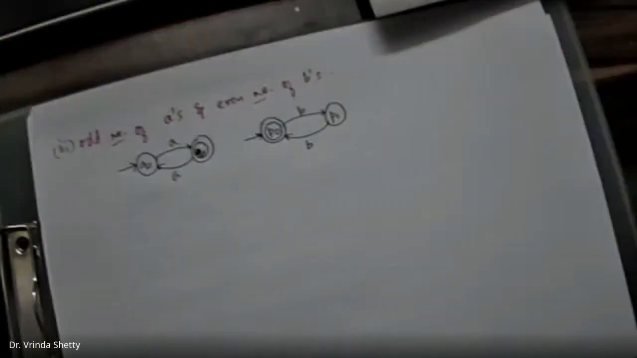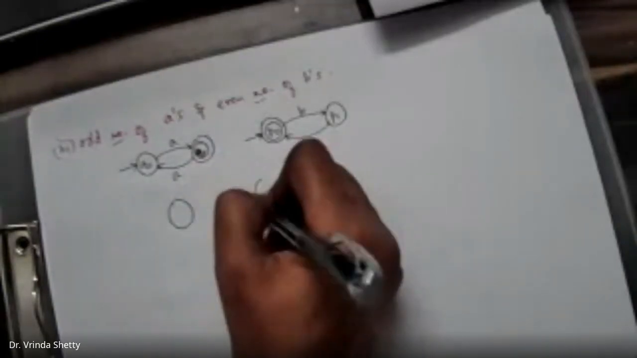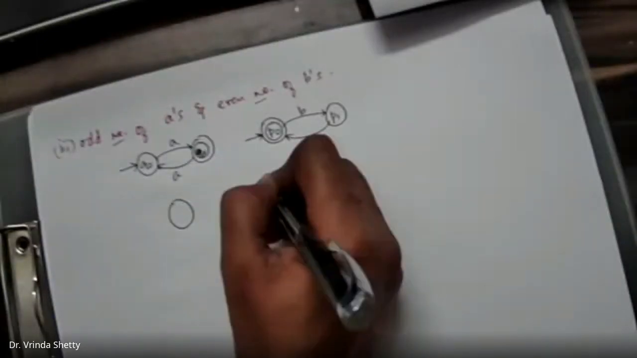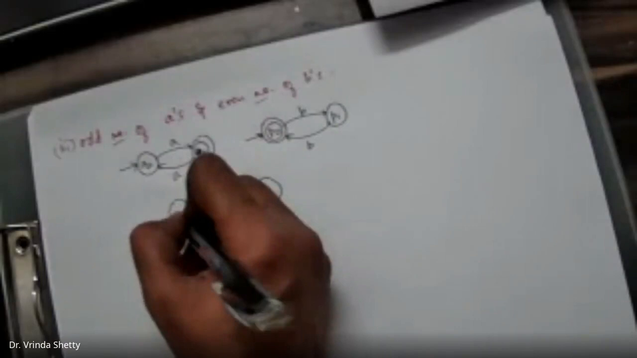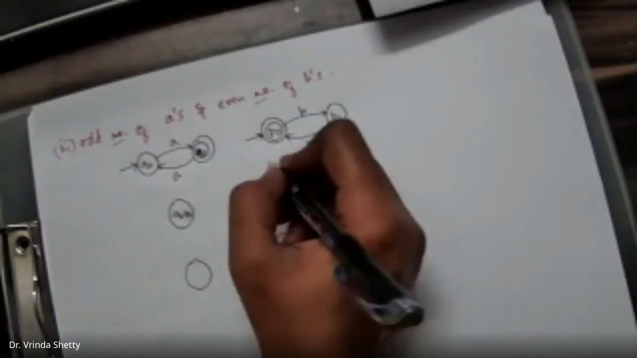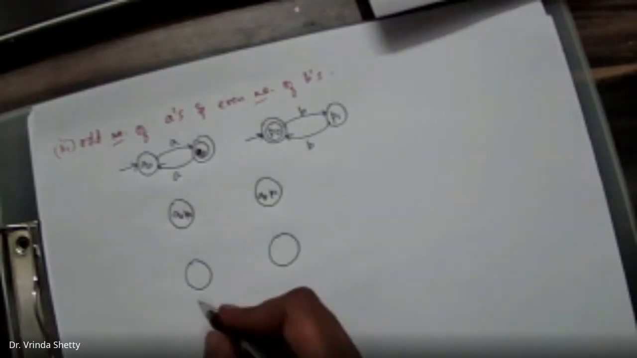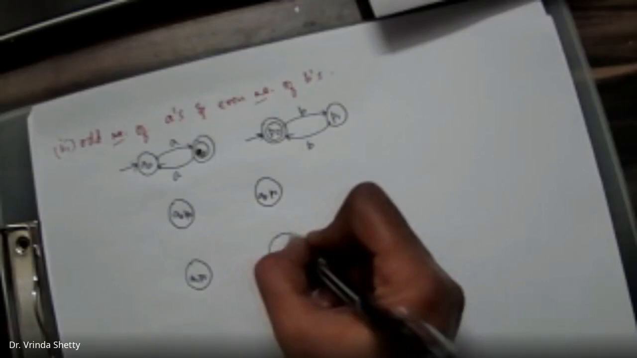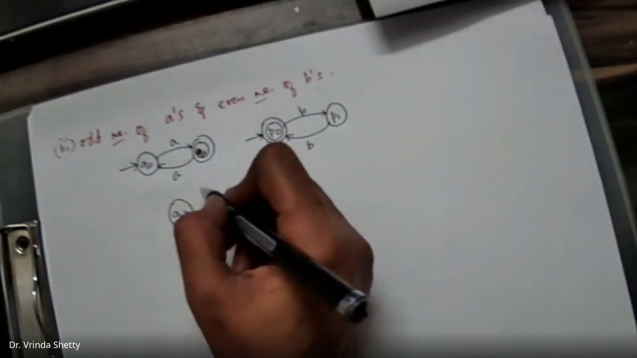Take the cross product of this one. We'll get the set of states, then define the transitions. So we'll get the same set of states, that is Q naught P naught, Q naught P1, Q1 P naught, Q1 P1. We'll write it as Q naught P naught, Q naught P1. Here we'll get Q1 P naught, Q1 P1.